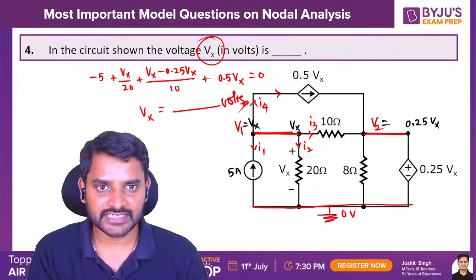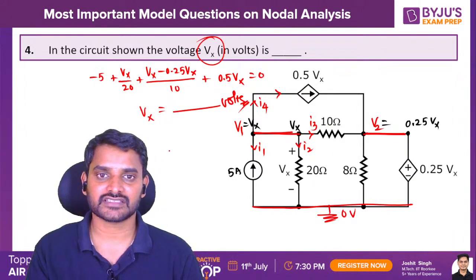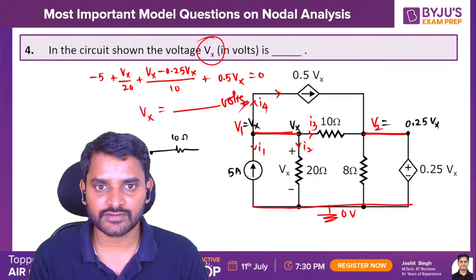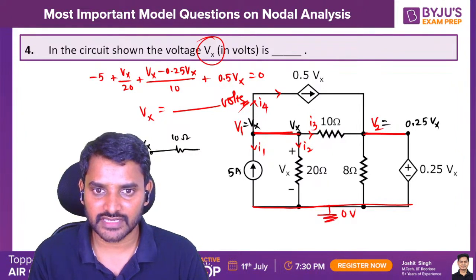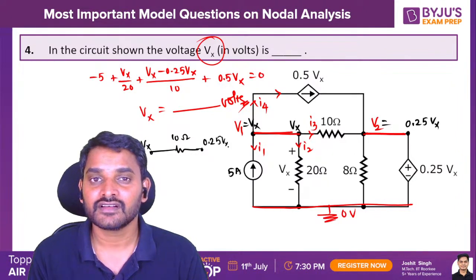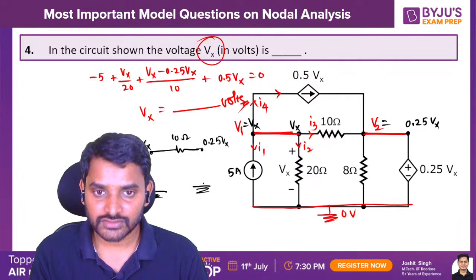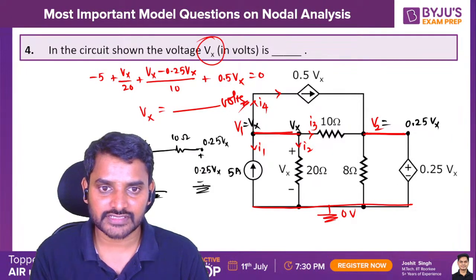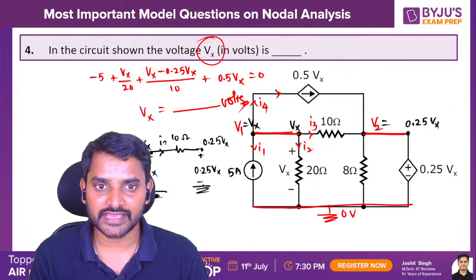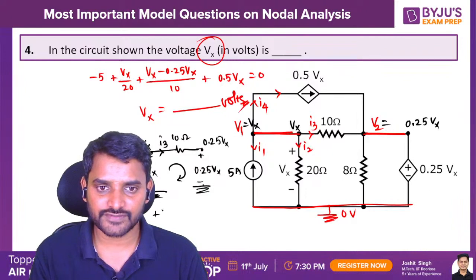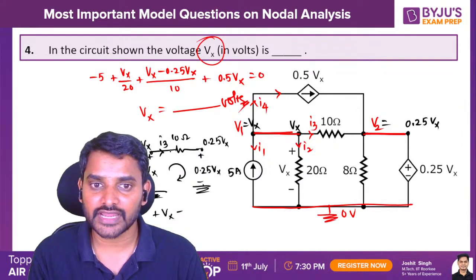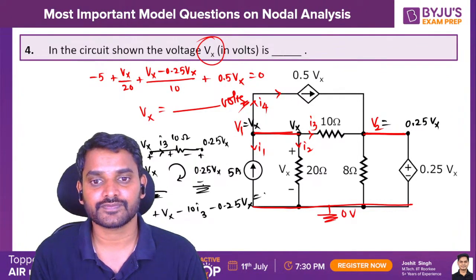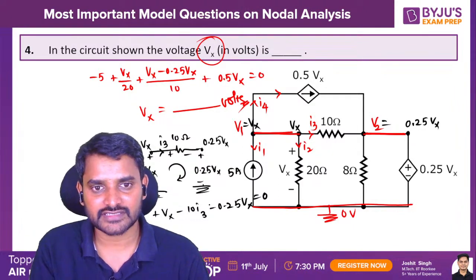If anybody has doubt in writing this I3, let me show you. This is my 10 ohms resistance, and this potential is Vx and this potential here is 0.25 Vx. From where? With respect to ground, no? From the ground to this point it is 0.25 Vx voltage, and from the ground to this point it is Vx. Now the current flowing through this is I3. You just write KVL and you will get it. Plus Vx minus, if the current flows from left to right, positive polarity, negative polarity like this, minus 10 I3 minus 0.25 Vx is equal to 0. I am always considering leaving polarities.